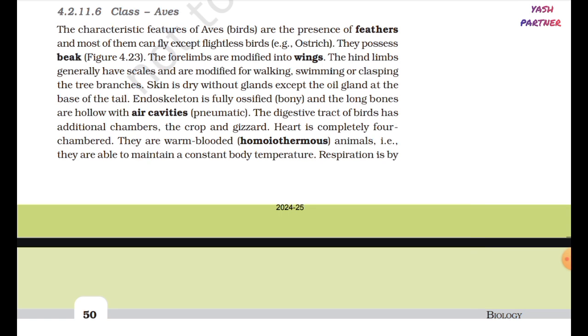Skin is dry without glands except the oil gland at the base of the tail. Endoskeleton is fully ossified, bony, and the long bones are hollow with air cavities, pneumatic. The digestive tract of birds has additional chambers, the crop and gizzard. Heart is completely four-chambered. They are warm-blooded, homeothermous animals, that is, they are able to maintain a constant body temperature.